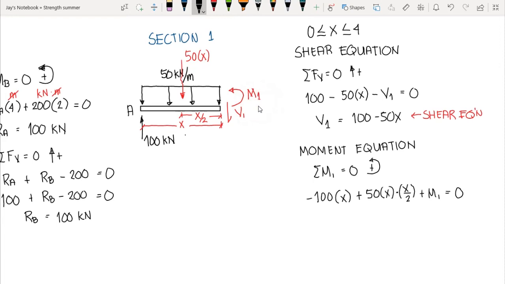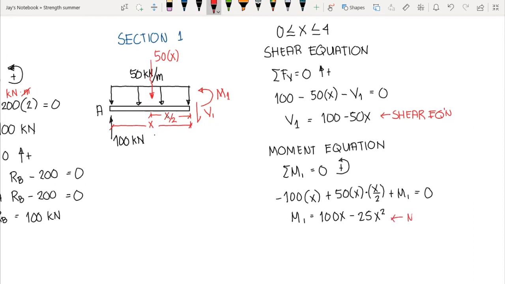So again, if we cut our section, we assume that our shear and moments are positive. So we assume that our shear here is acting downward and our moment is acting counterclockwise, since this bending moment would create a smiling curvature in our beam. So therefore, our moment here is equal to 100x minus 25x squared. So this is now our moment equation.